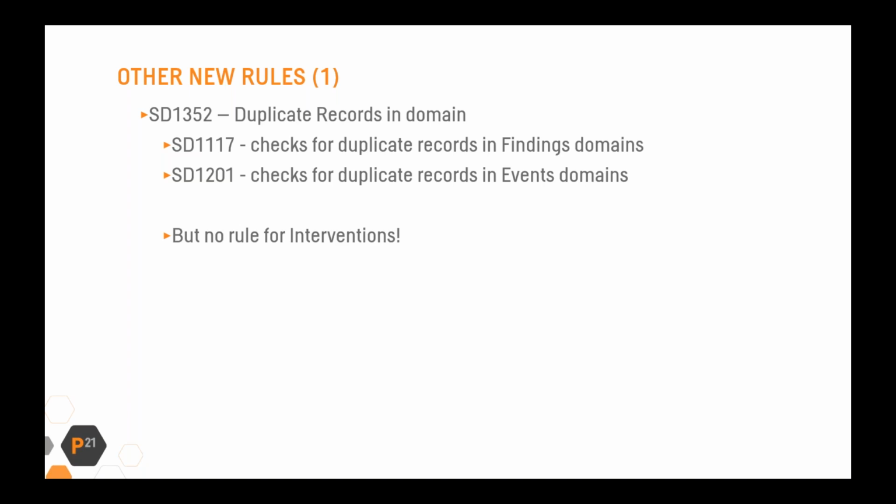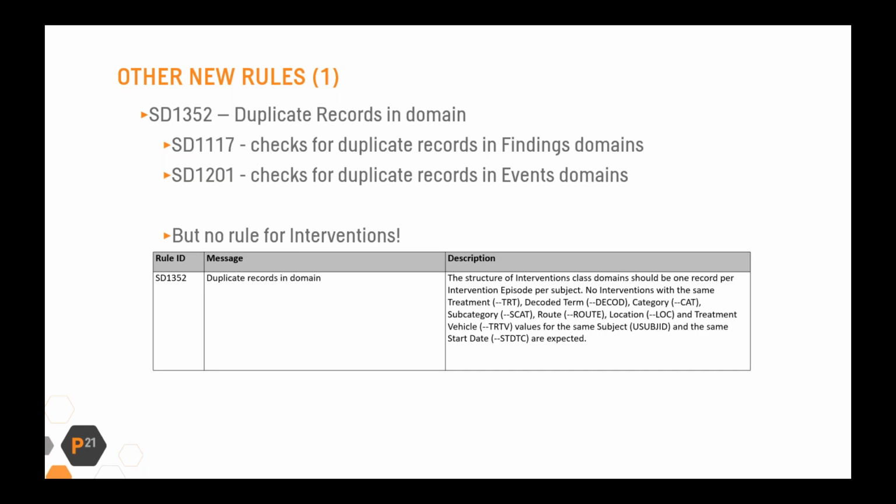That's the only events domain in SEND. But we never had a rule for interventions. We don't know why. I think it's just an oversight. So by popular demand, we have created SD1352 that checks for duplicate records in interventions domains. And it checks against a list of different qualifiers, you know, you have our topic variable, TRT, CAT, SCAT, ROUTE, LOC, TRTV, within the same subject and start date. So we now have duplicate records checks for all three of the general observation classes.